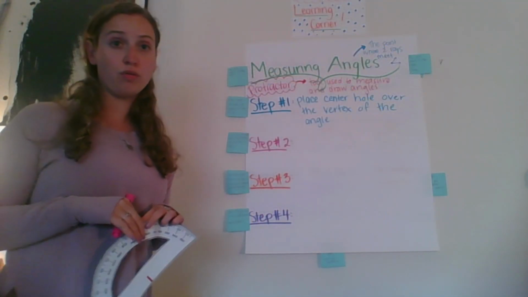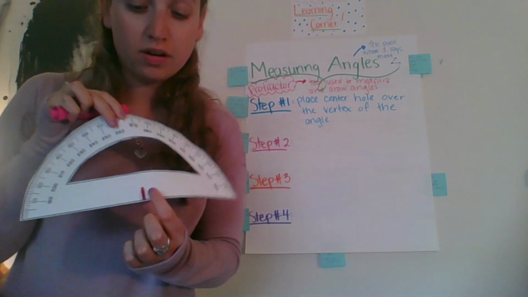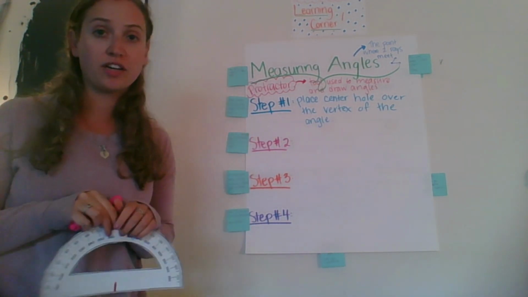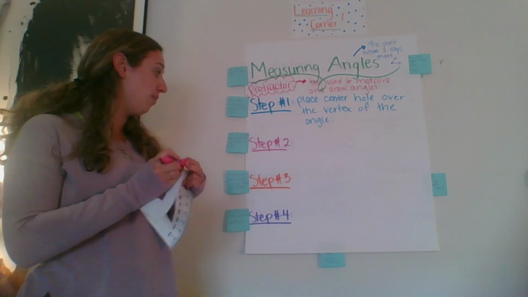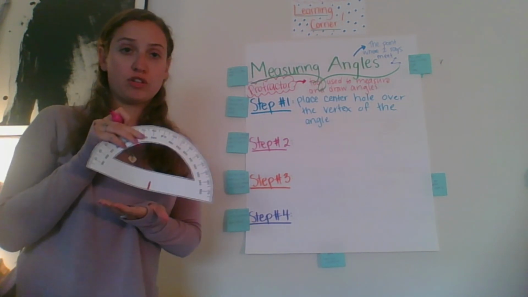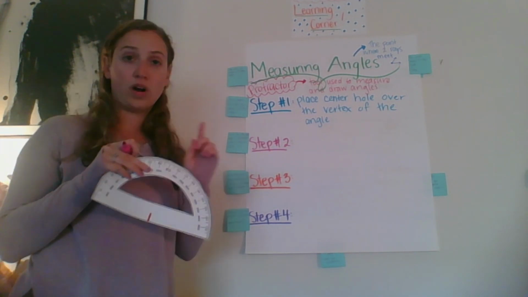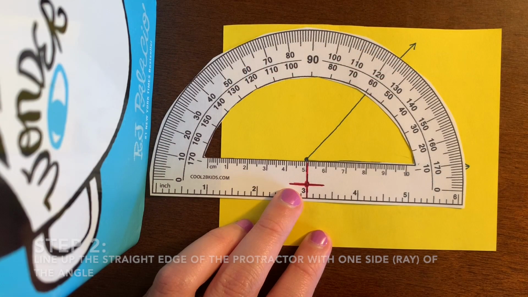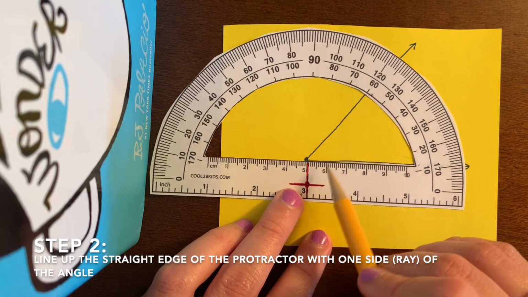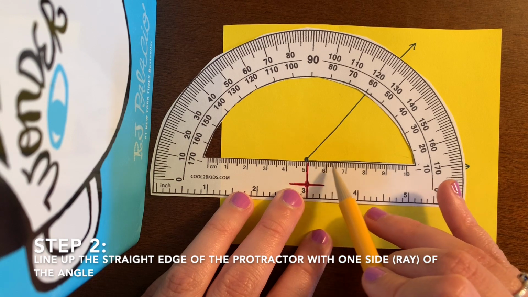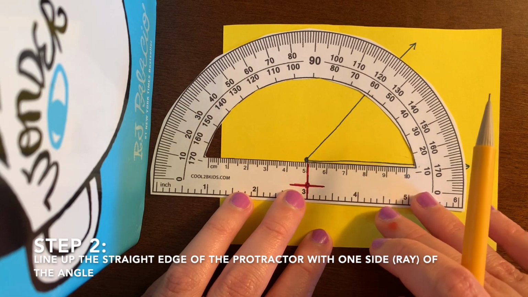Step number 2. After we've placed the center hole, or where we color-coded our line of our protractor, over the vertex of an angle, we need to line up the straight edge of the protractor, so the bottom edge of the protractor, with one side of the angle. Next, I'm going to go ahead and line up the straight edge of my protractor with the straight edge of my angle right here.